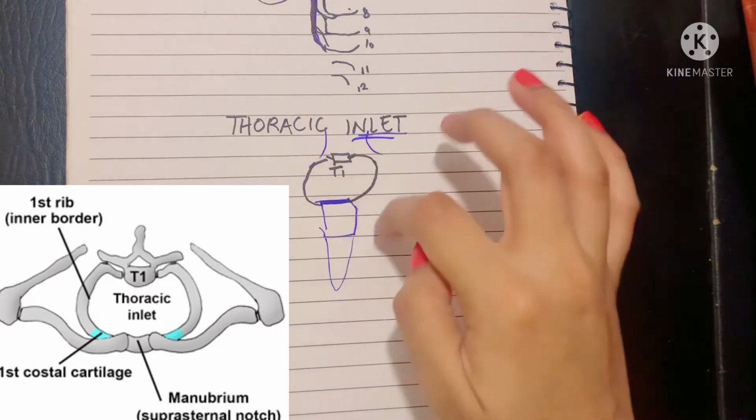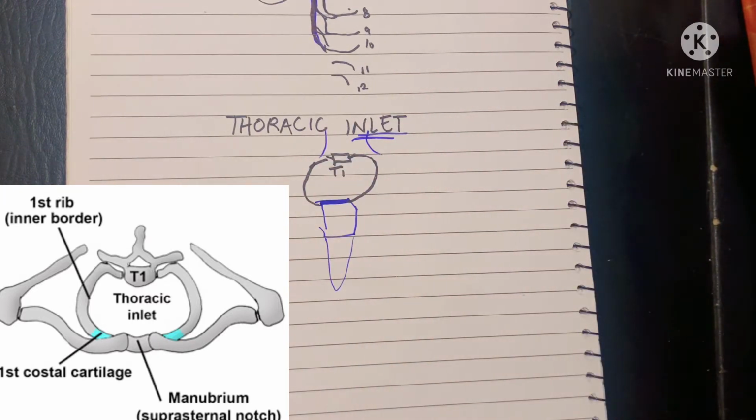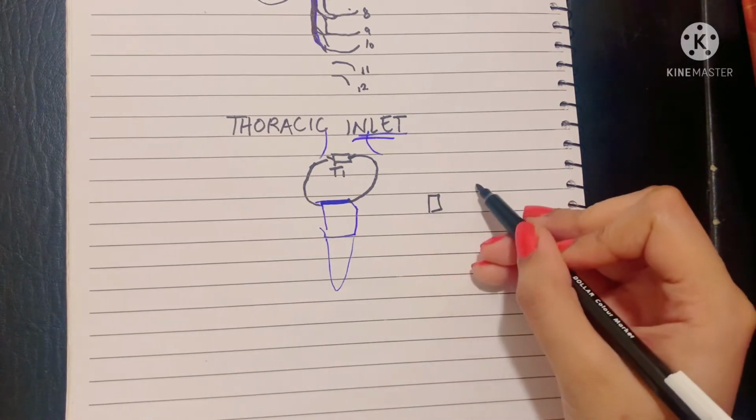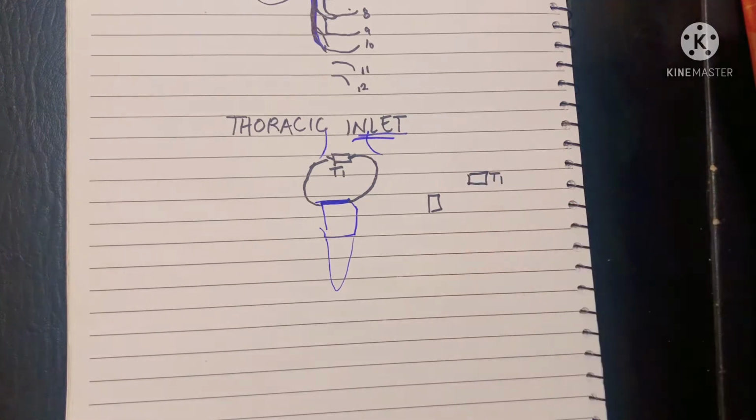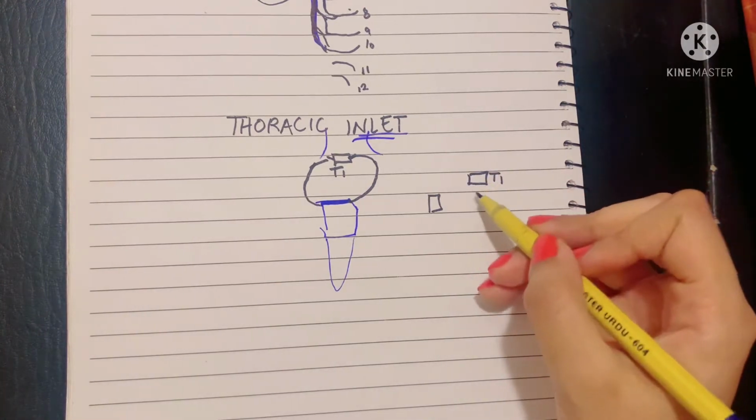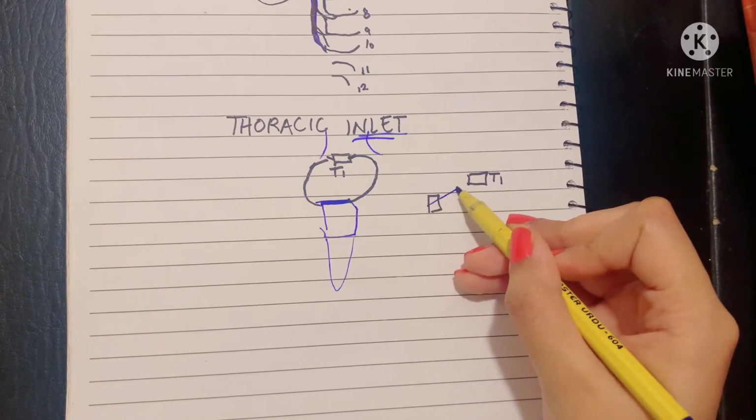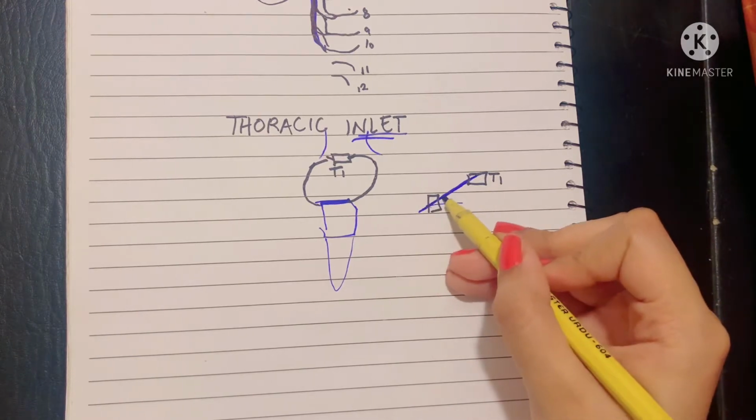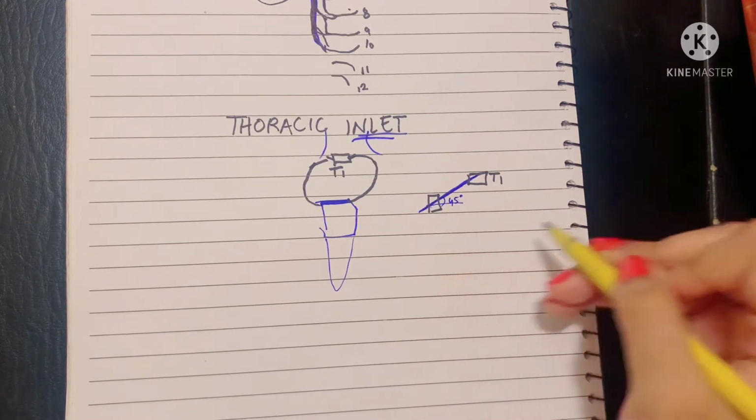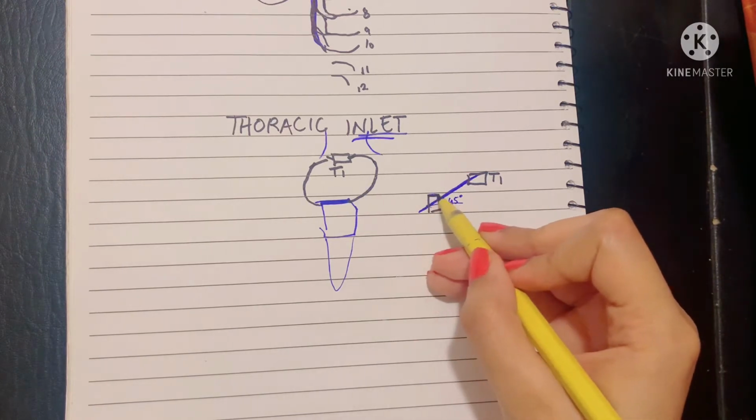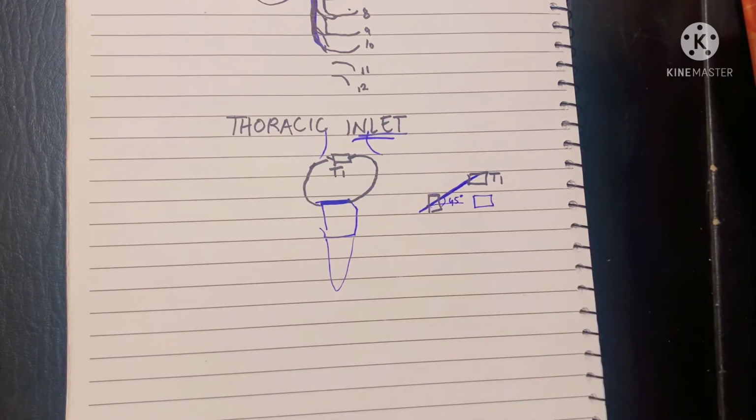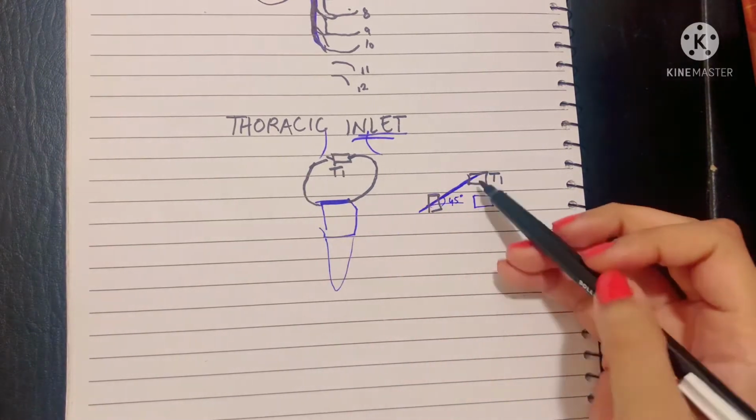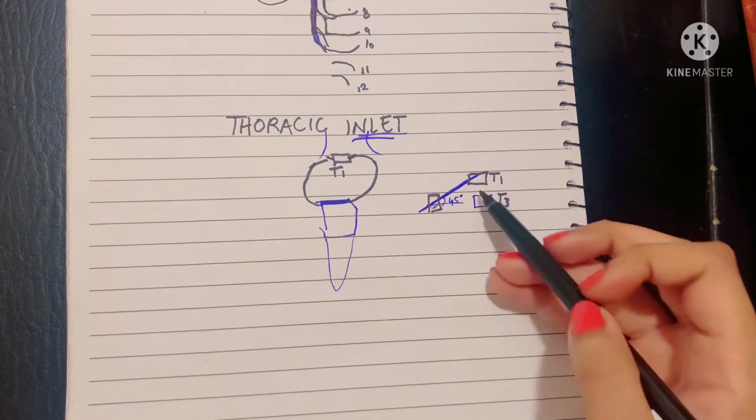So let's discuss this aperture a little more in detail. If you are looking from the lateral side of your body, this is the manubrium and this is the T1. What's important here is that the plane of your thoracic inlet is directed downwards and forwards. It is oblique, at an angle of 45 degrees to the horizontal. Hence, the manubrium comes to lie in front of the T3 vertebra. It is important to know that the plane of the thoracic inlet is directed downwards and forwards.